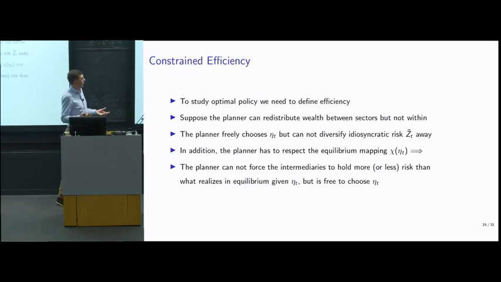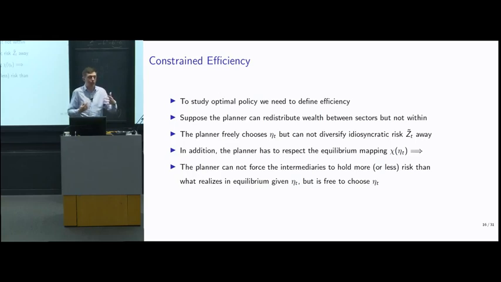And that's going to push us into putting too many different taxes and various other instruments and diverting the attention from thinking about balance sheet policies. But the idea of the planner is going to be that the planner can freely redistribute wealth between the two sectors. So the planner can freely choose eta, but the planner cannot freely redistribute wealth within the sectors. So remember, there were these idiosyncratic risk shocks, so the planner cannot diversify that idiosyncratic risk away.